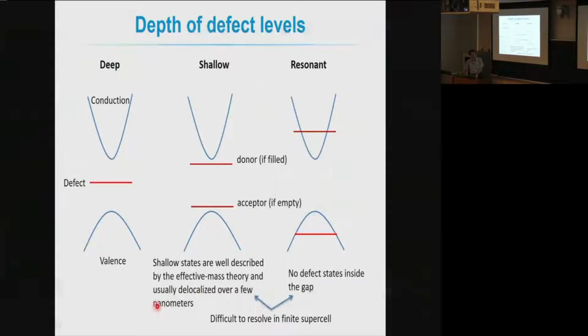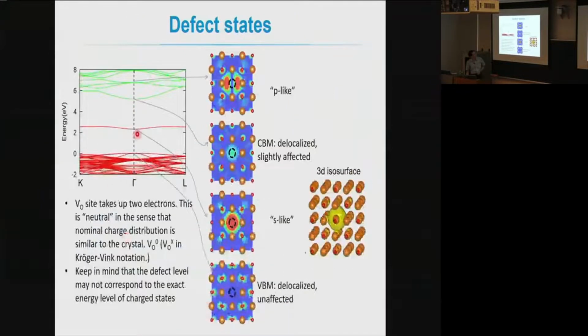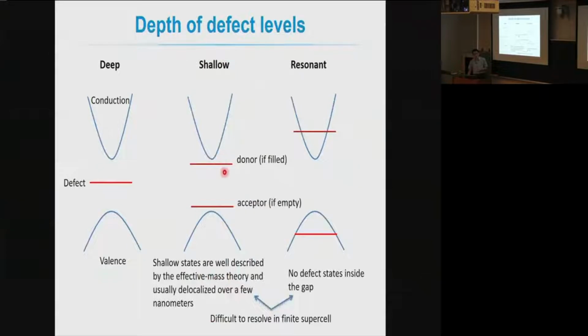They are usually delocalized over a few nanometers, so the wave function size is at least several tens of angstroms. On the other hand, for the deep level, if you plot the wave function, you can see that it is more or less confined within a few atoms, maybe a few angstroms, so less than 1 nanometer. This is the deep level, but for the shallow level, the wave function is more delocalized.